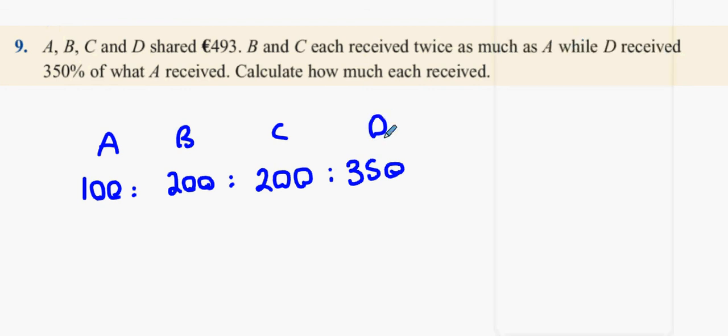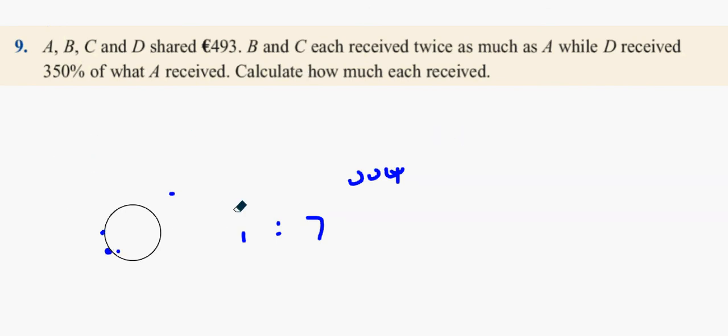Okay, that's quite large. Let's chop them down to size. Divide by 10 to begin with. Next, divide by 5. What's that? 2. 2 is to 4 is to 4 is to 7. Okay. Second method for doing this, if you want, is to identify the smallest portion. Which is the smallest portion? A is the smallest portion.